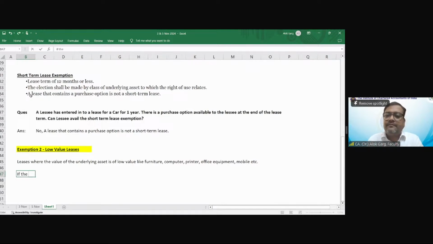If the lessee is subleasing the asset, then the lease contract is not eligible for low value lease exemption. Low value leases exemption. Example.